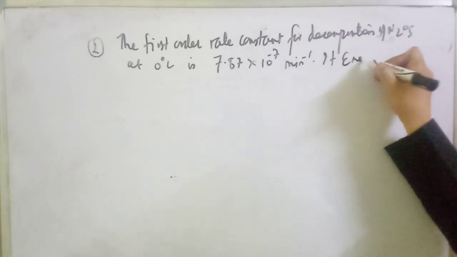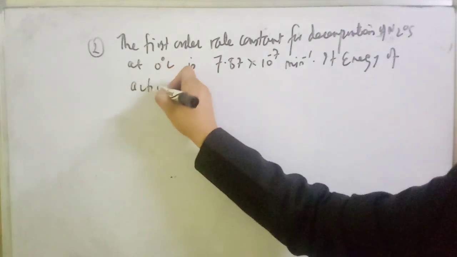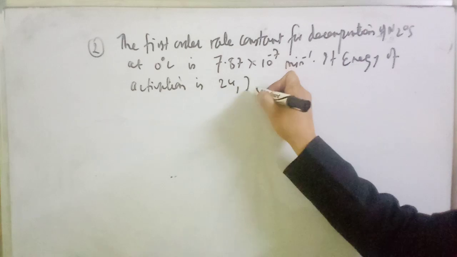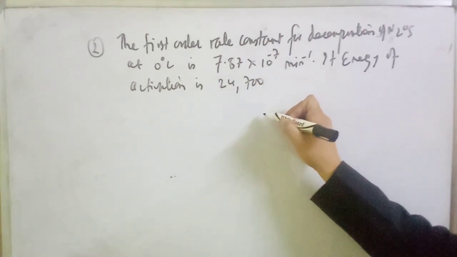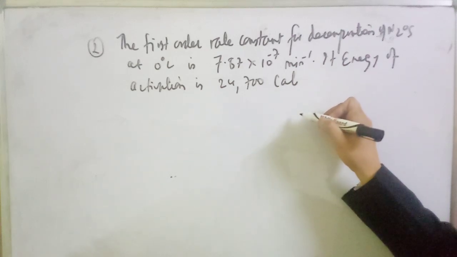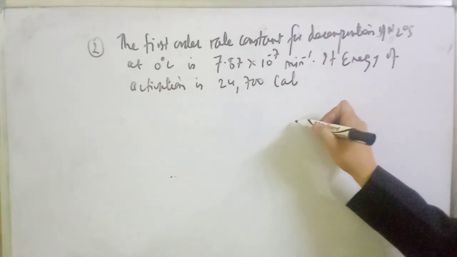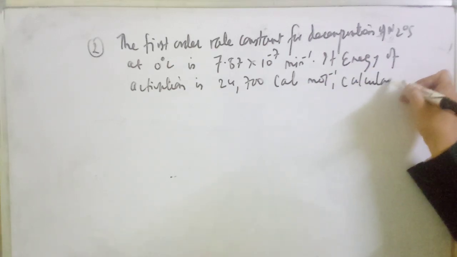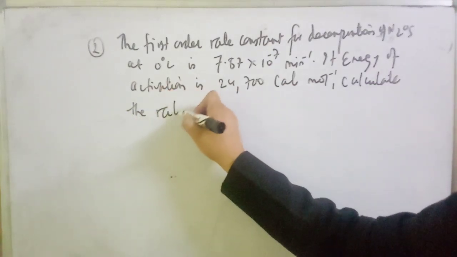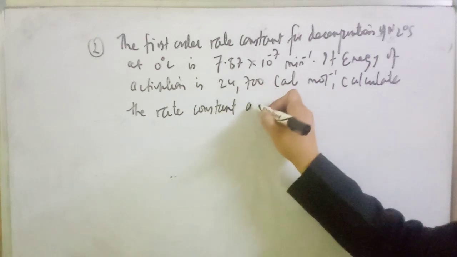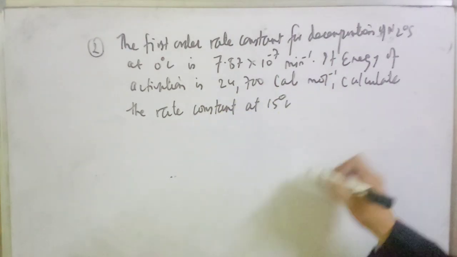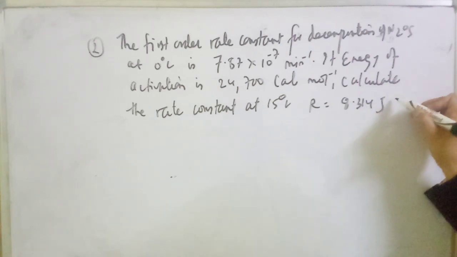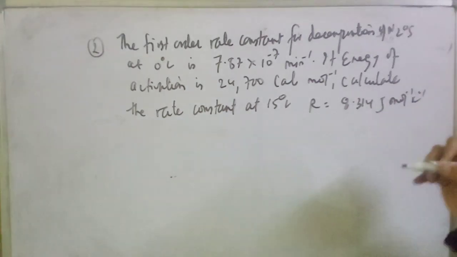If the energy of activation for the reaction is 24,700 calorie per mole, then calculate the rate constant at 15 degrees centigrade, provided R is equal to 8.314 joule per mole per Kelvin. Okay, this is the question.